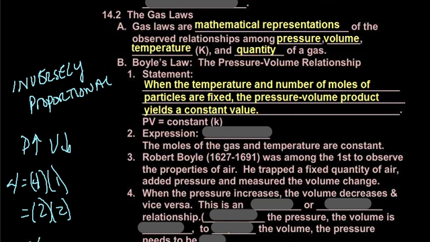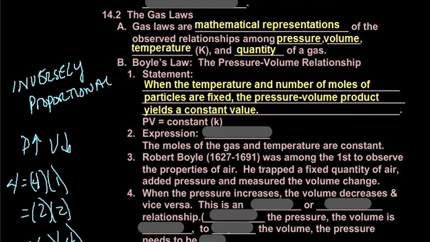All right, let's say we cut the pressure in half again. What would have to happen to the volume? It would have to double. And if we cut the pressure in half again, if we had half of the pressure, then the volume would again double. And so this is the inversely proportional relationship.